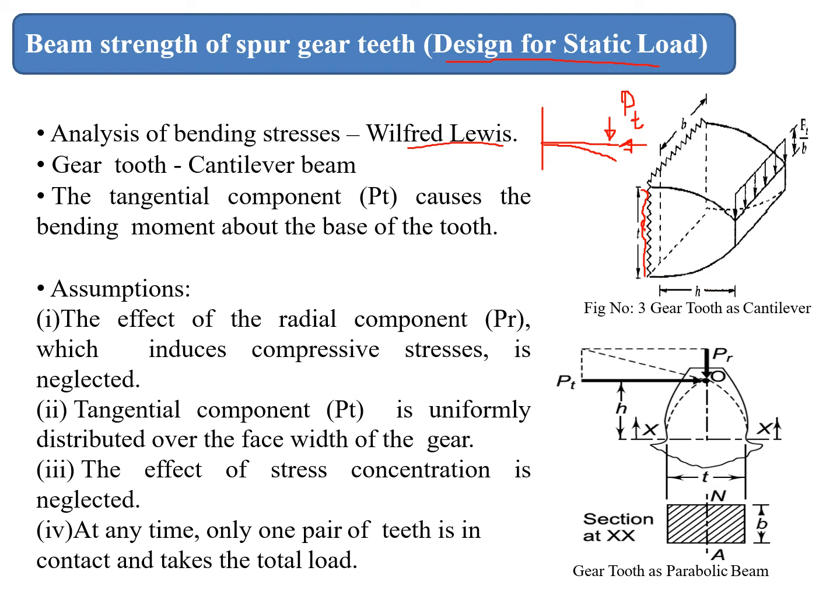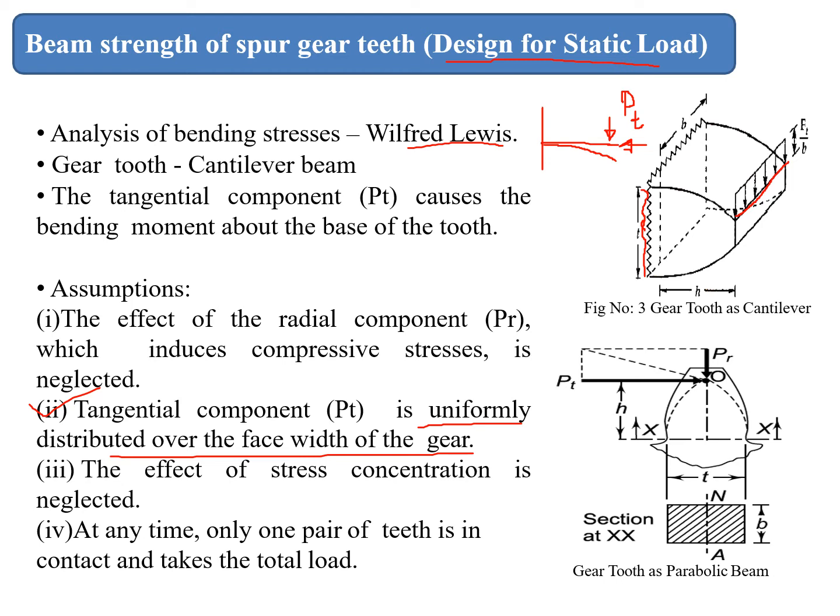The second assumption is that the tangential component is uniformly distributed over the face width of the gear. In the diagram it appears as a point load, but it is not; it is uniformly distributed over the face width. This is possible when the gears are accurately manufactured. We know there is always some amount of tolerance, but still we assume the force is uniformly distributed.